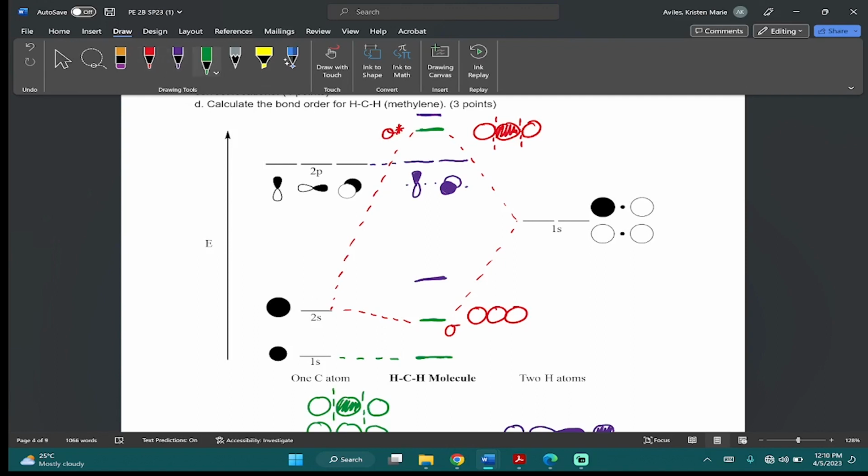Now going down to my p orbitals, I know my 2p is interacting with this orbital, as is my 1s, and that's going to represent this interaction here. And then I also have a higher energy orbital that represents the anti-bonding interaction.